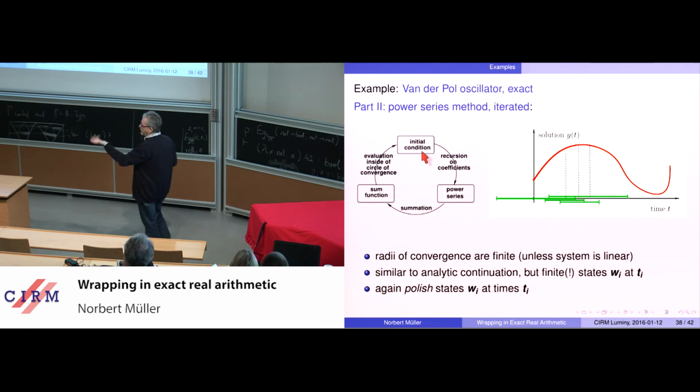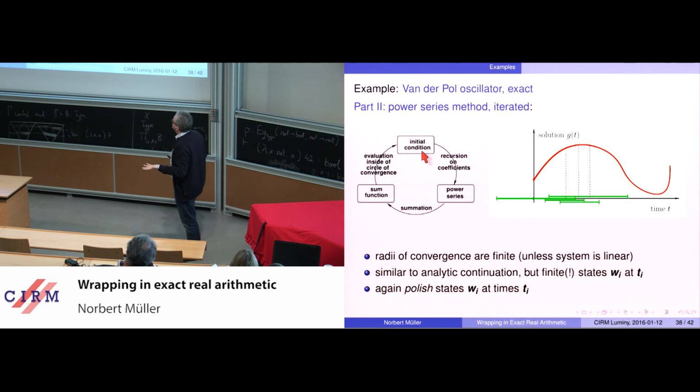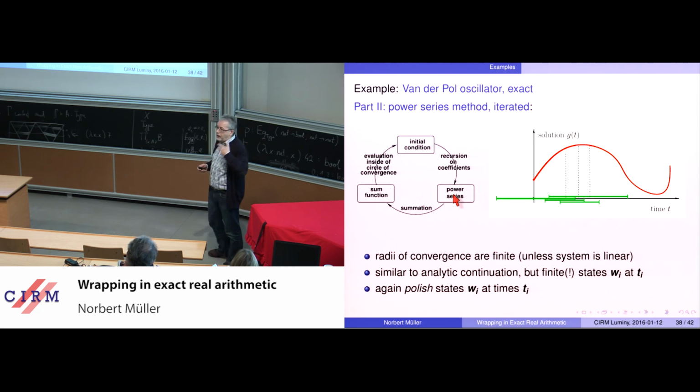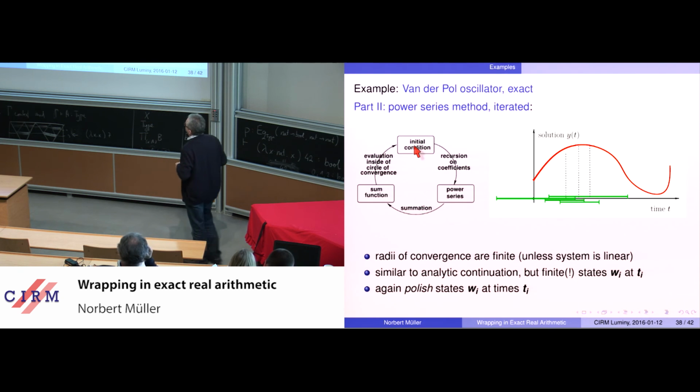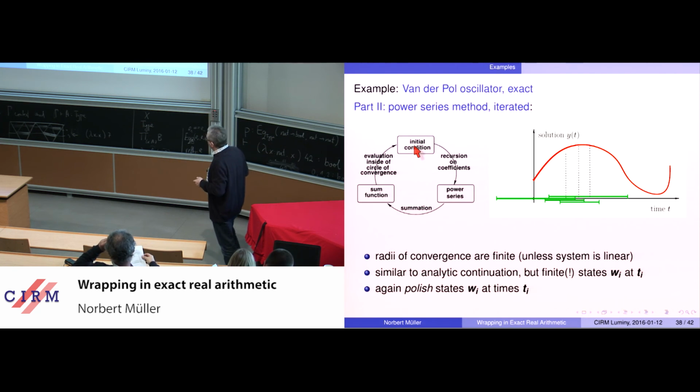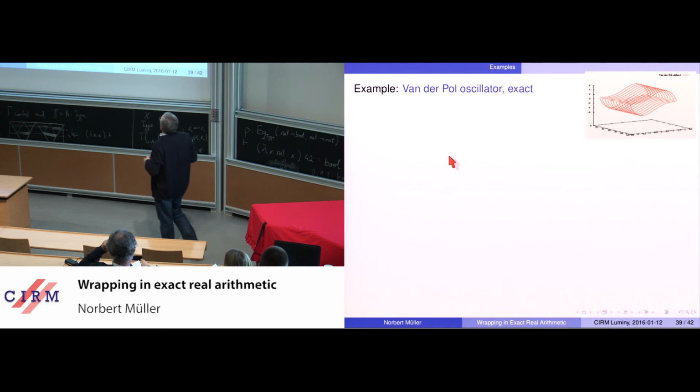So here we polish. Our initial values are Taylor models. Then we do the recursion. Our power series has Taylor models as coefficients. And then in the evaluation, we get again a Taylor model, and we can polish this.